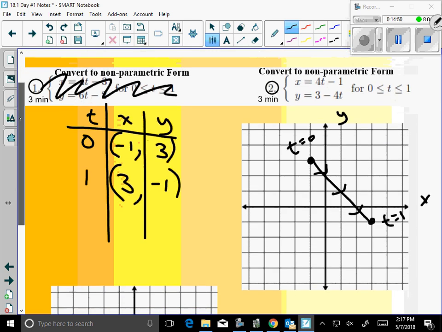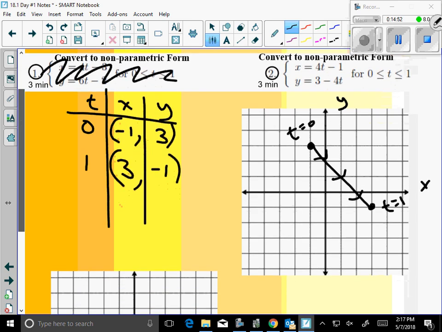So could I write an equation for that line? Absolutely. Are there multiple ways? Yes, there are. Personally, on a simple one like this, I would just look for the y-intercept and the slope. So I would say then that y equals negative x plus 2. Yeah?